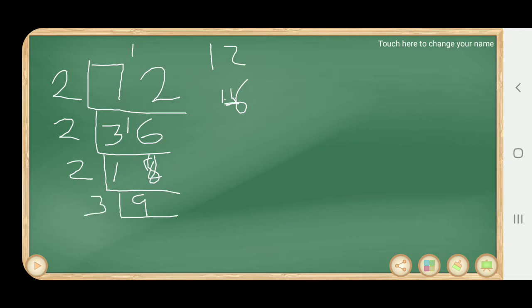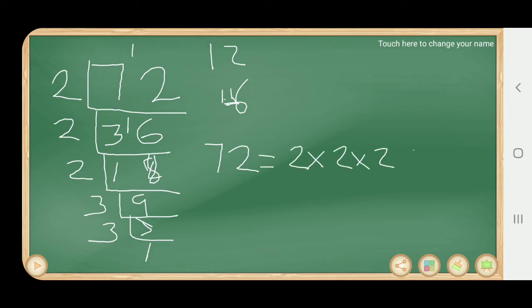So I can take the next prime number 3. In 9, how many 3's are there? 3. In 3, how many? So 72 is equal to 2 into 2 into 2 into 3 into 3. Okay. So the prime factors of 72 are 2 and 3. So you can write 72 equal to 2 into 2 into 2 into 3 into 3.